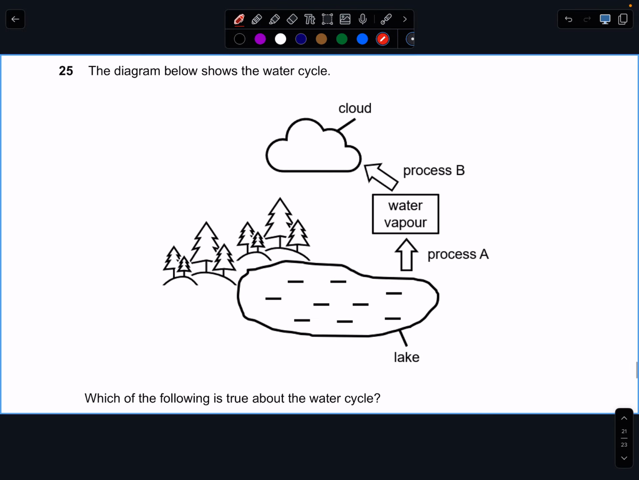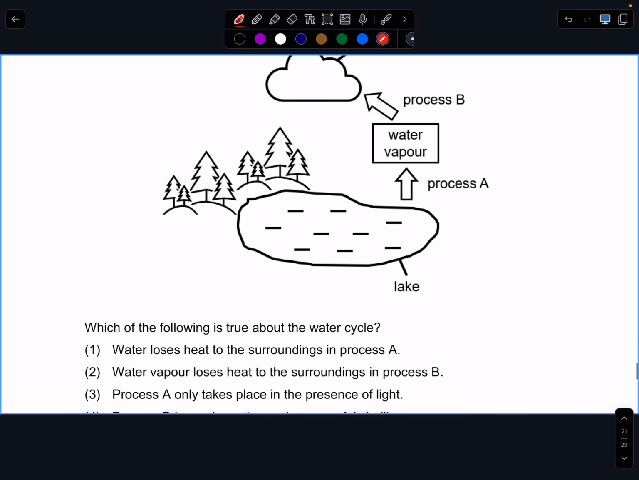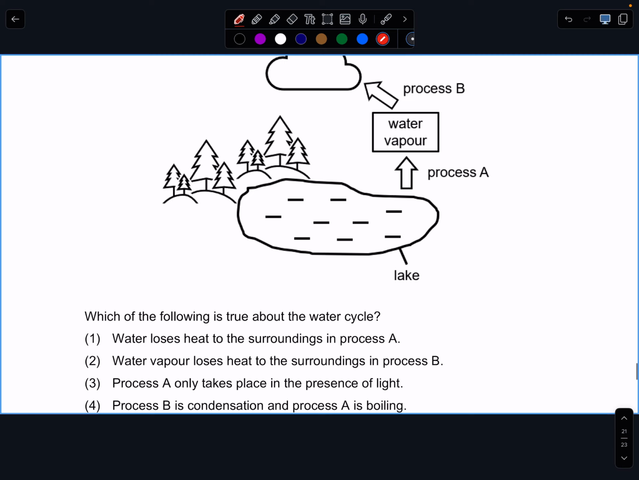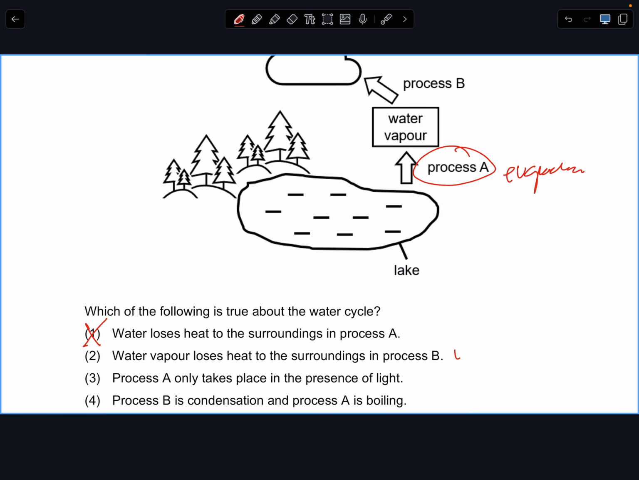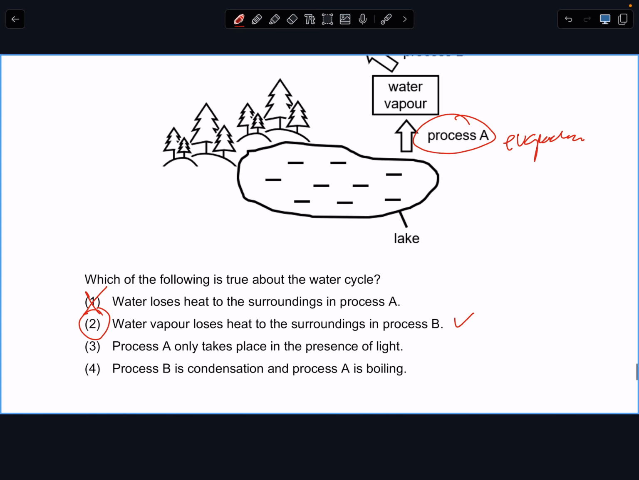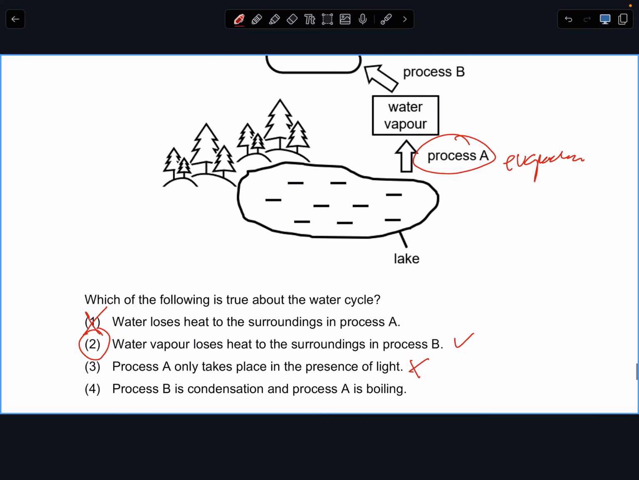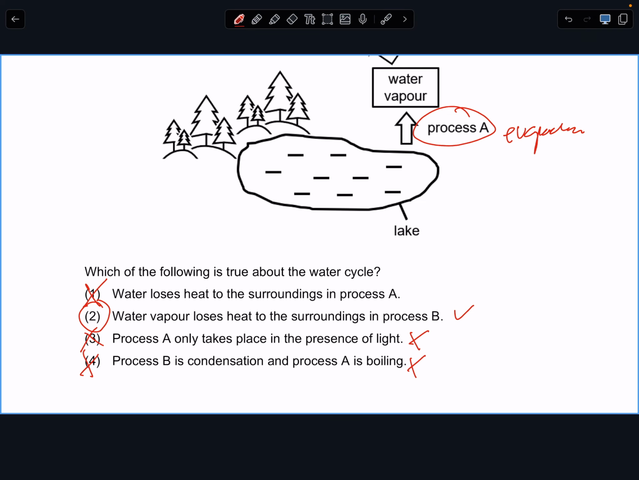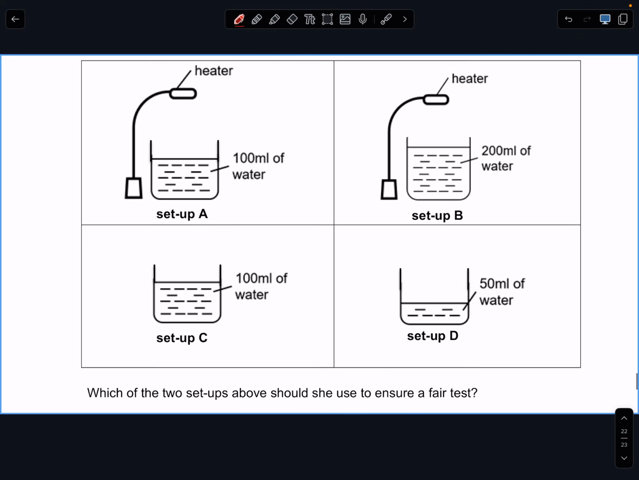Next, okay. Which of the following is true? Water loses heat to the surrounding in process A. What is process A? Evaporation. So evaporation is gain heat, right? So one is wrong. Water vapor loses heat to the surrounding in process B. Correct. Because it's condensation. Then check the rest. Process A only takes place in the presence of light, no? Process B, condensation. Process A is boiling. Wrong. So now I know that by elimination method, there is only one plausible answer. Each MCQ is worth 2 marks. So you be strategic.